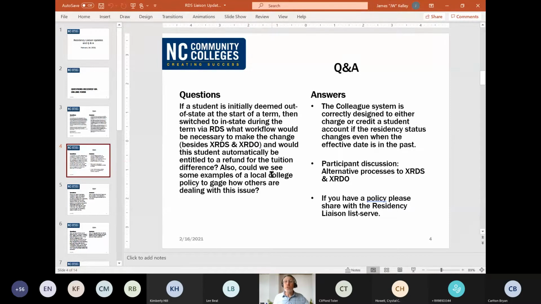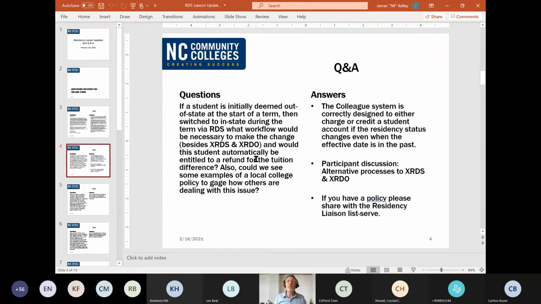And the answer to the question is, well, before I answer the question, I'd like the participants to get ready because I'd really like to hear all your feedback, because part of her question is: is there an alternative process to running XRDS and XRDO in order to get these changes to happen? But to answer the policy question first, the college system is correctly designed to either charge or credit a student account if the residency status changes, even when the effective date is in the past.